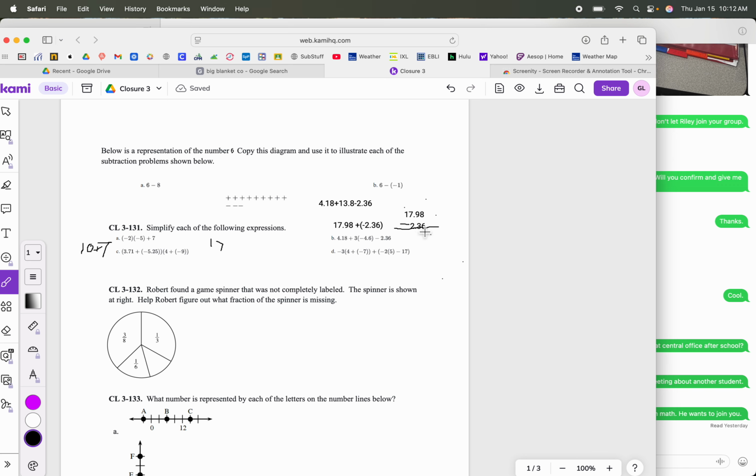8 minus 6 is 2. 9 minus 3 is 6. 7 minus 2 is 5. I'm bringing down my decimal point, exaggerating it a little bit. 1 minus 0 is 1. Since my first number is positive, it stays positive. So, long story short, the answer to this problem is 15 and 62/100ths.